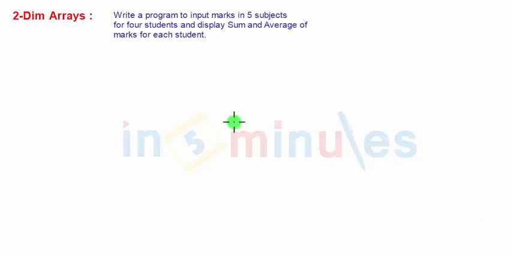Now I'll write a program to input marks in 5 subjects for 4 students and display the sum and average of marks for each student. Now how to do this? Let's see. We are going to input marks for 5 subjects. Suppose I want to input marks for 5 subjects for one student.